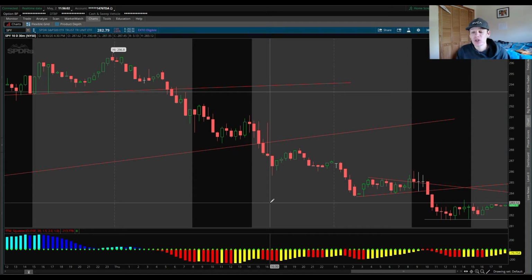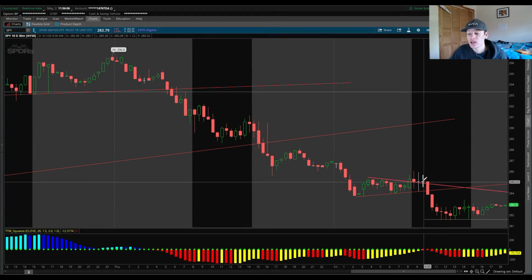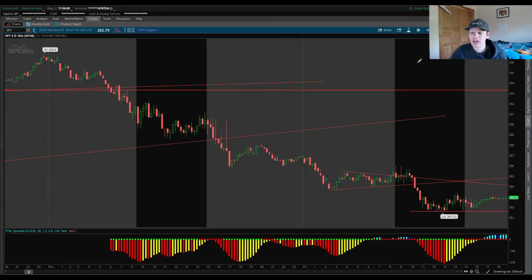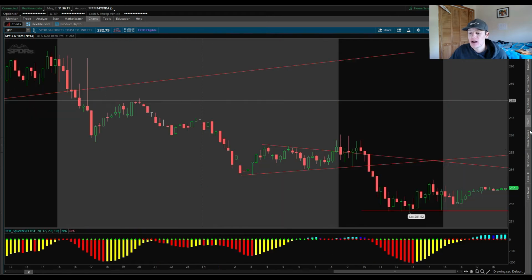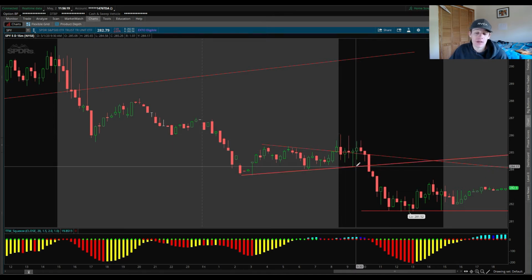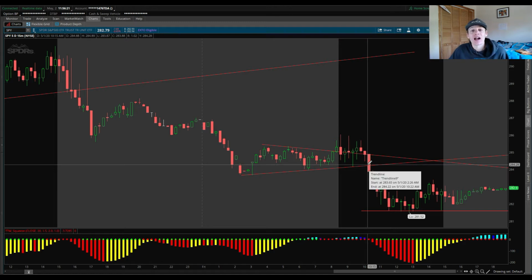So obviously we have that triangle, we have that breakdown. The early morning was very, very choppy. If we look here, we could even drop down to the 15-minute and see how choppy this is. We were trying to fake around the top of this trend line, trying to break out to the upside, and then ultimately was just unbelievably choppy and eventually broke down around 11 o'clock.